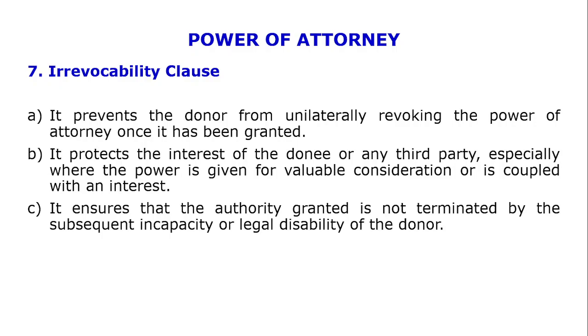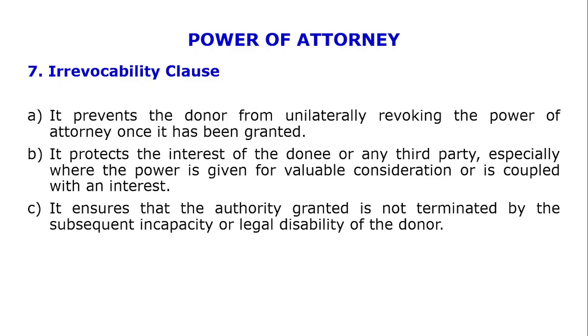If the donor dies, then the date and time, month, seconds of his death is when, by operation of law, the power granted is terminated. But what if the donee is acting, and he's not even aware? This is where the irrevocability clause comes in to protect him. It will ensure that even though the donor goes bankrupt, becomes insane, or death takes place, the power granted will still be subsisting.